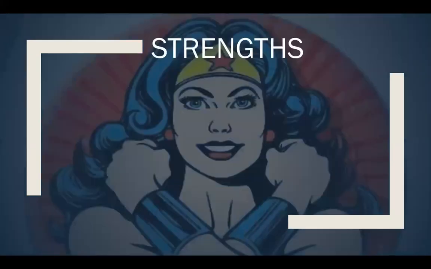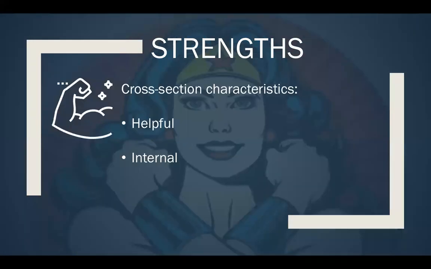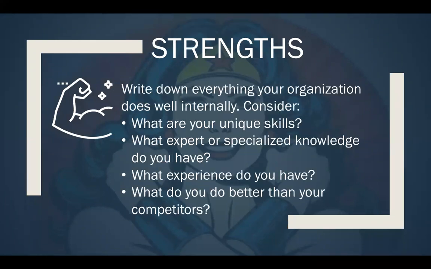So first, let's do strengths. Strengths are at the cross-section of helpful and internal. Each of the 4 of these fall into a quadrant of helpful, hurtful, internal, and external. So strengths are helpful and internal. So write down everything your organization has done well internally and consider the following.